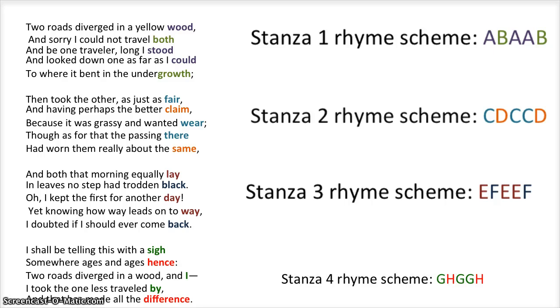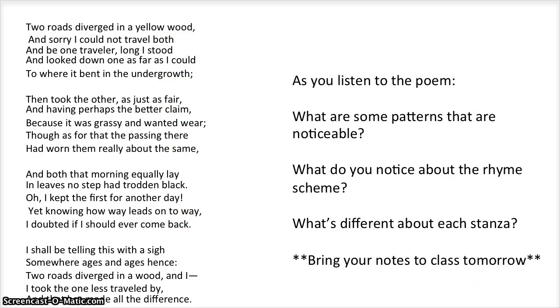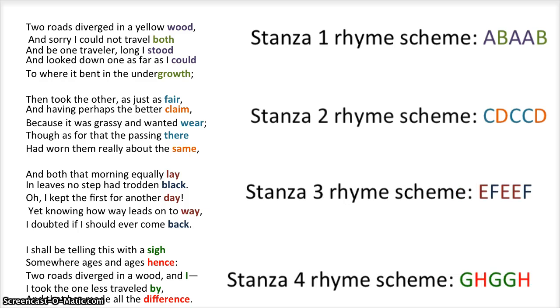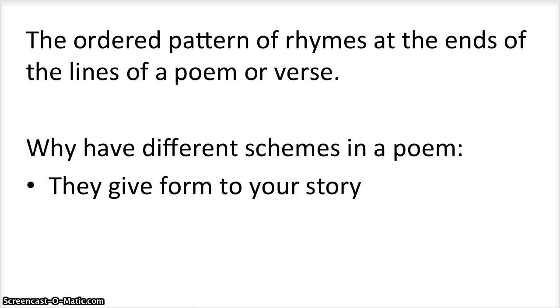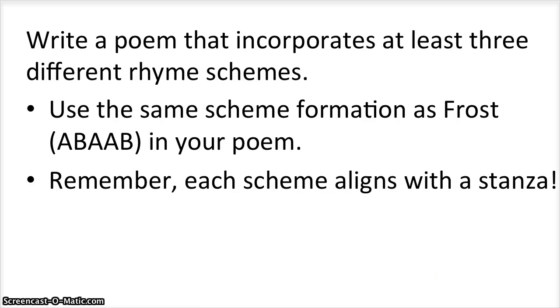In your notes, be sure to answer what's different about each stanza. Look at the end words for clues. And when you're done with that, I would like you to write a poem that incorporates at least 3 different rhyme schemes, such as the Frost poem. I want you to use the same scheme, such as A, B, A, B. And remember, each scheme aligns with the stanza.